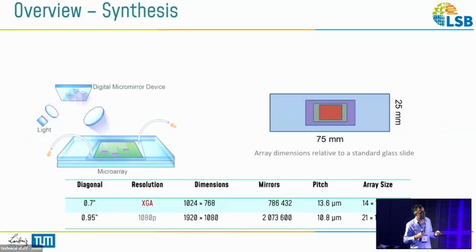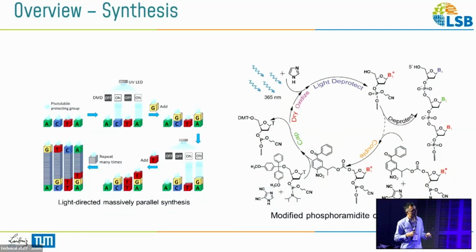We can synthesize in two different formats, let's say. When we synthesize in higher density, we can synthesize more than 2 million different sequences at the same time on one slide. And this is the cycle of the synthesis. Basically, we are using phosphoramidites, which enable us to do the synthesis.